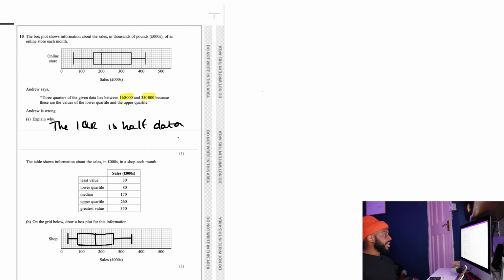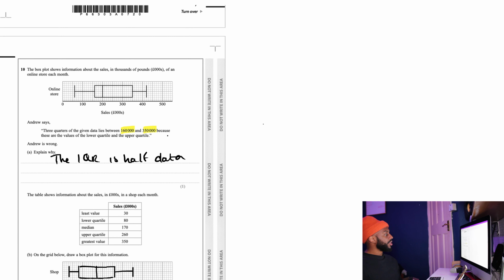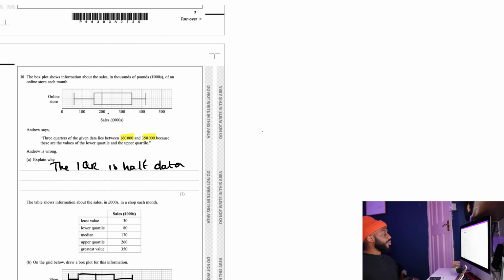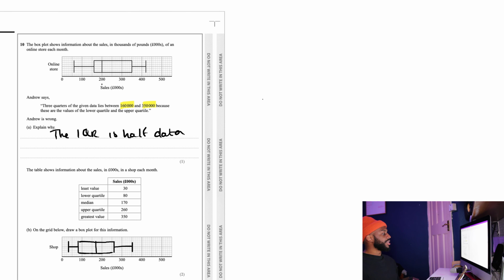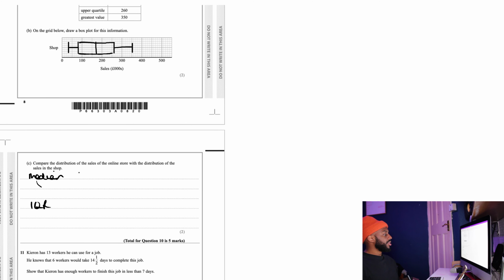So we can say the median for the online shop is greater, so on average they had higher sales. So the online shop is greater, more sales on average.